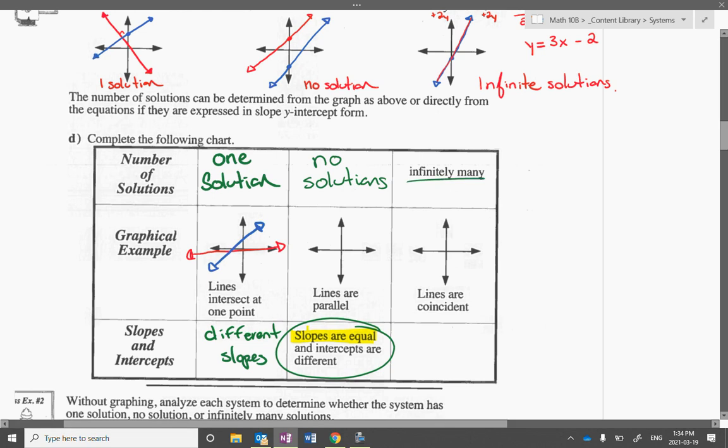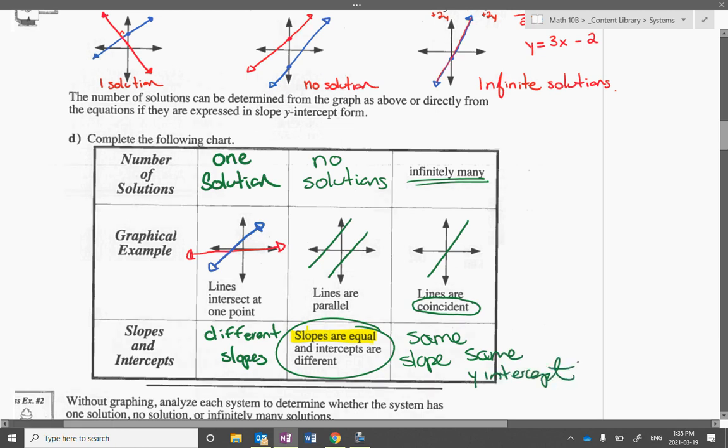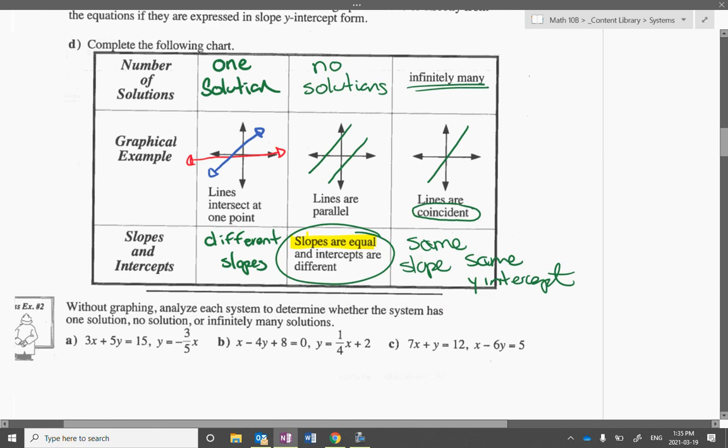In order to have infinite solutions, we don't often use this word, but they have to coincide or they're the same line. So you're going to have 1 line. So it's the same equation. They have the same slope, same intercept. Basically, same line written twice.